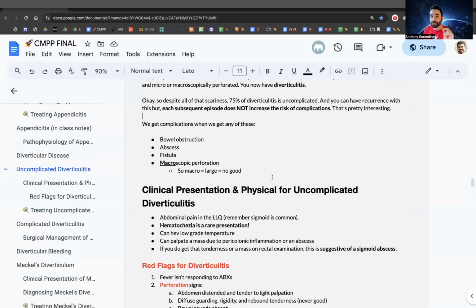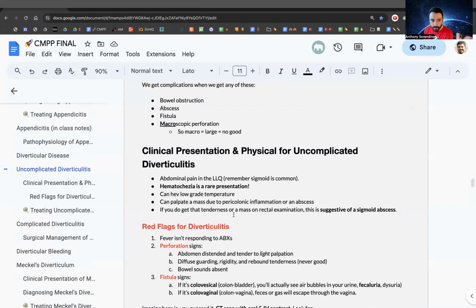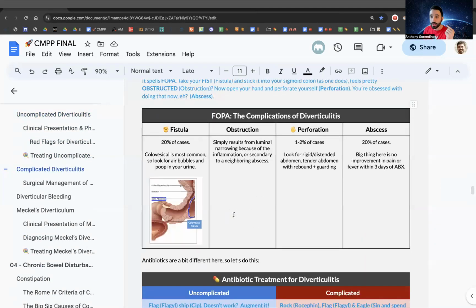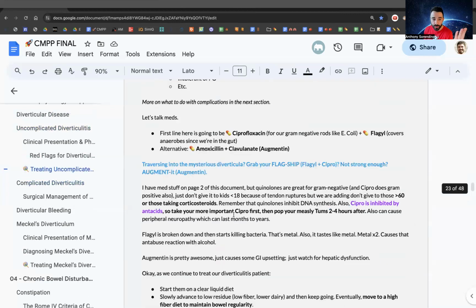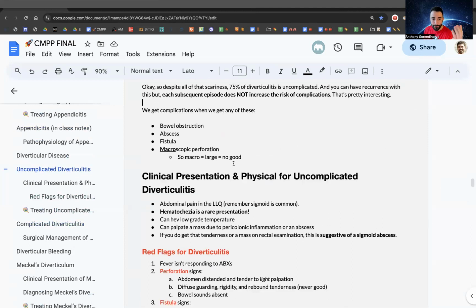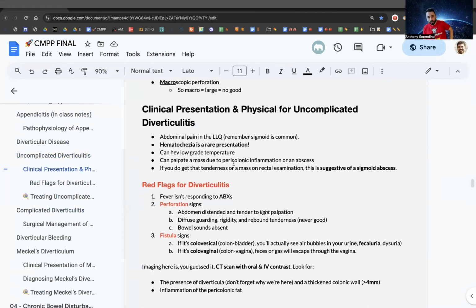Now, we can get complications if any of these happen. And actually, we'll talk about this in a second because I have a little mnemonic for it. It's FOPA. So FOPA is going to be a fistula, an obstruction, a perforation, or an abscess. Specifically, we talk about a macroscopic perforation. Macro, large, not good.